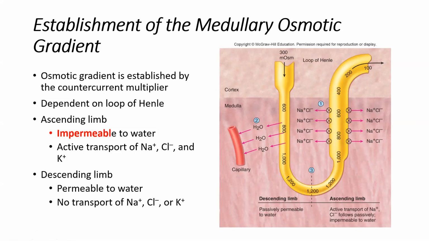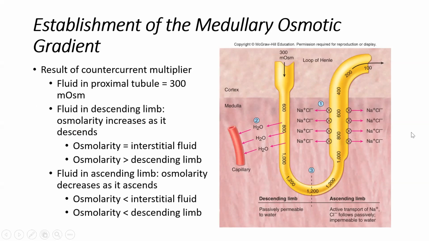So the basis of the establishment of this gradient is solutes move across the ascending limb first. That makes the medullary interstitial fluid salty, right, as those solutes move first, and then water moves as we now have a gradient of high water concentration and low water concentration because of the solutes that are now existing in that medullary interstitial space.